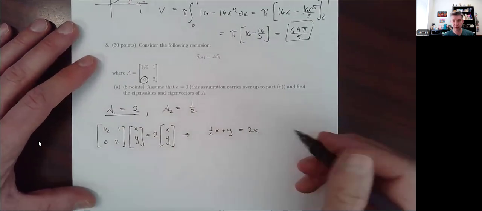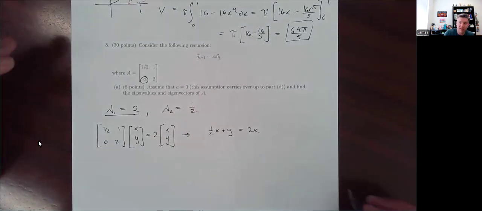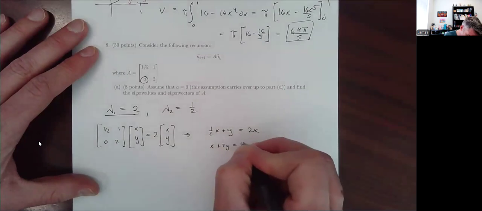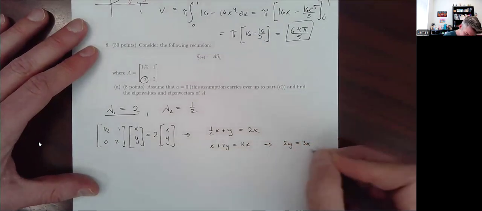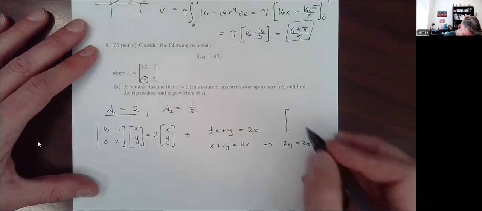Let's make our life easy. Instead of working with the 1/2, even though it's pretty easy, let's multiply both sides by 2. So you have x plus 2y equals 4x, or 2y equals 3x. So my eigenvector is going to be x is 2, y is 3.